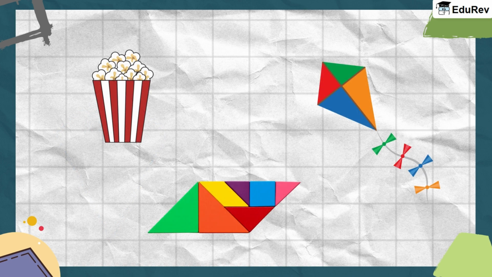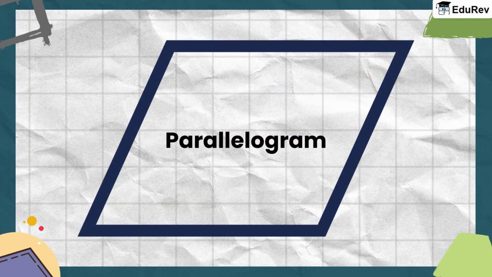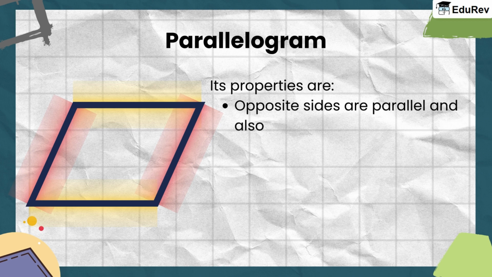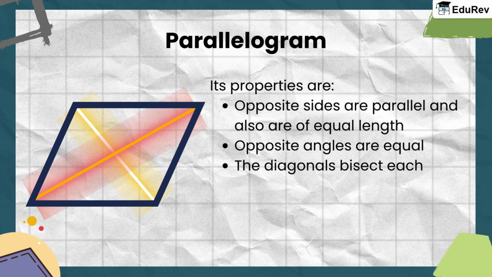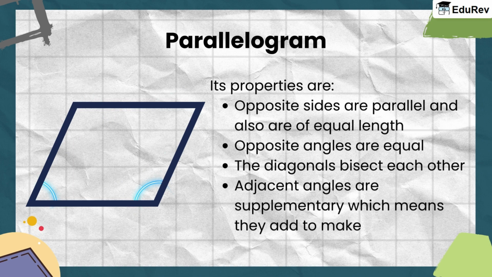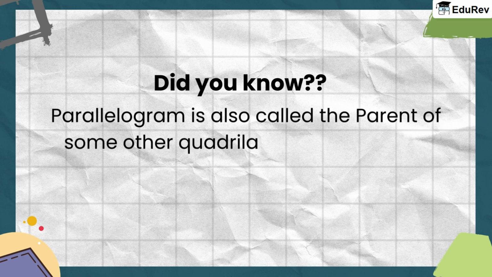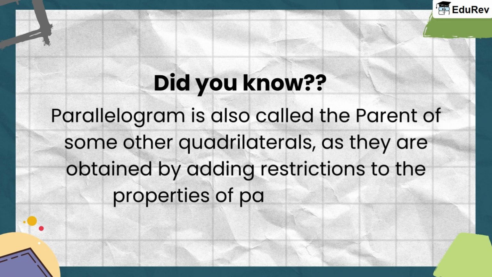Take a look at the next picture. This type of quadrilateral is called a parallelogram, which is the most important type of quadrilateral. Its properties are: opposite sides are parallel and also are of equal length. Opposite angles are equal. The diagonals bisect each other. Adjacent angles are supplementary, which means they add to make 180 degrees. Did you know? Parallelogram is also called the parent of some other quadrilaterals, as they are obtained by adding restrictions to the properties of parallelogram.